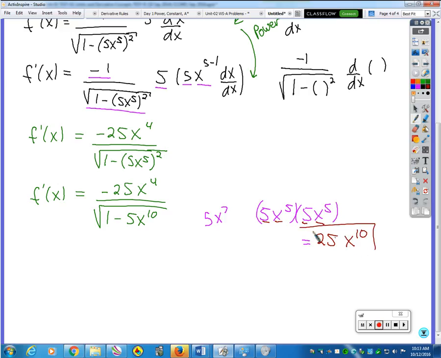This is the correct answer. So I get all 5? Yes. So that really should have been 25x to the 10. This is how you should do it. Okay. These other two were yuck. Don't do that. Okay. Questions?